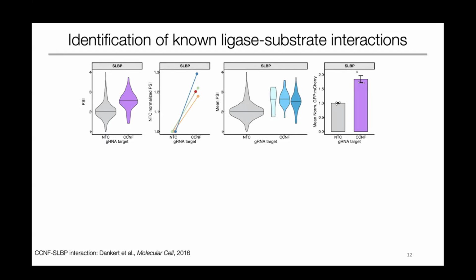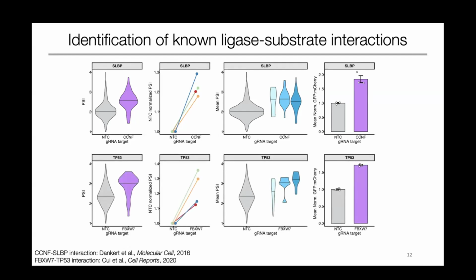And then importantly, this validated in a single experiment. So we just took cells, expressed SLBP, hit them with NTC guides or CCNF guides, and then you see that the SLBP GFP intensity shifts up quite substantially.